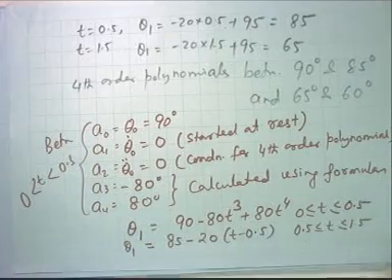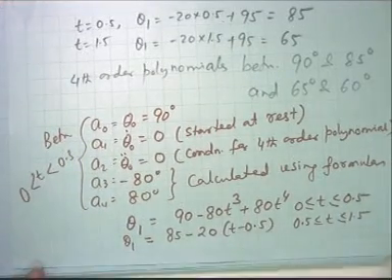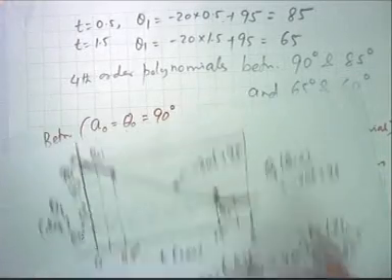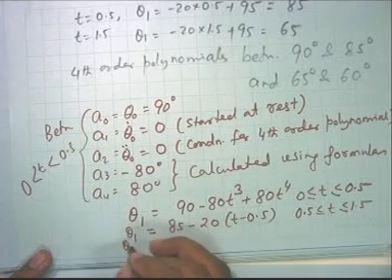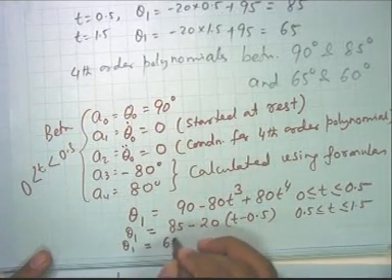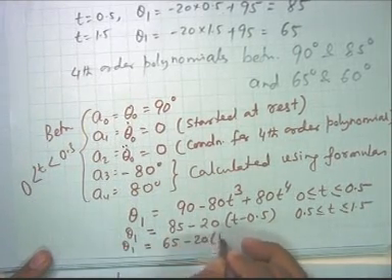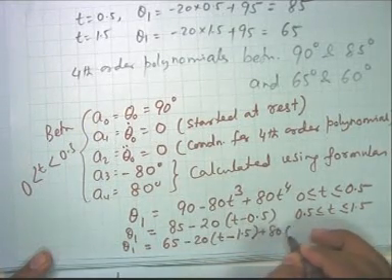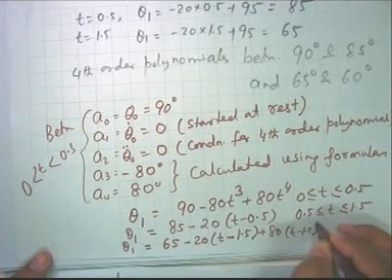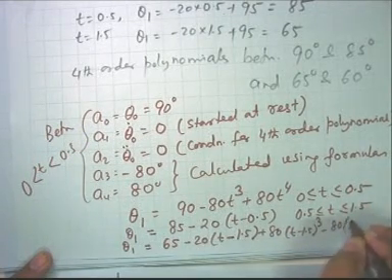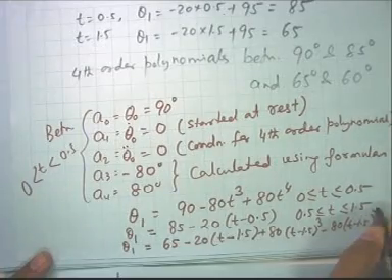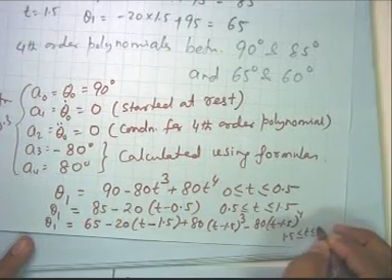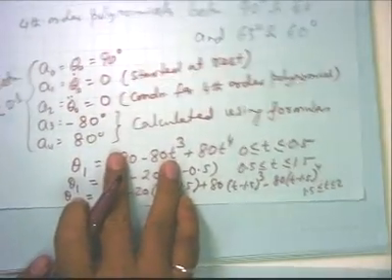So, I write theta 1 is 85 minus 20 (t minus 0.5), for t between 0.5 and 1.5, because this is the straight line. And finally this portion is again a polynomial. So, I draw another polynomial, theta 1 is equal to 65 minus 20 (t minus 1.5) plus 80 (t minus 1.5) cube minus 80 (t minus 1.5) to the power 4, and this will be between t equal to 1.5 and 2.